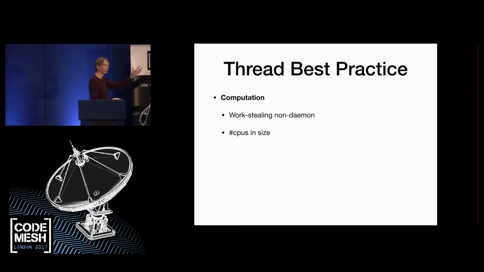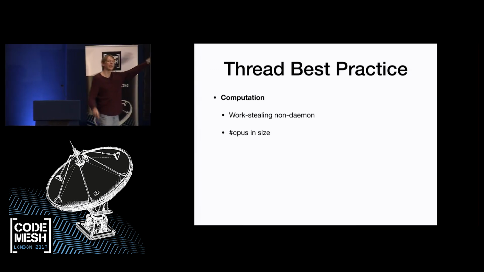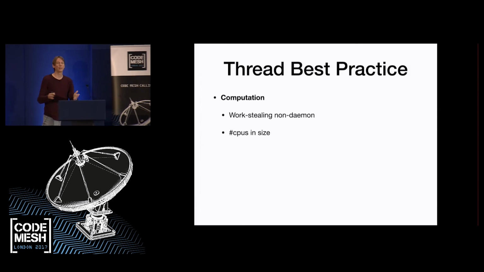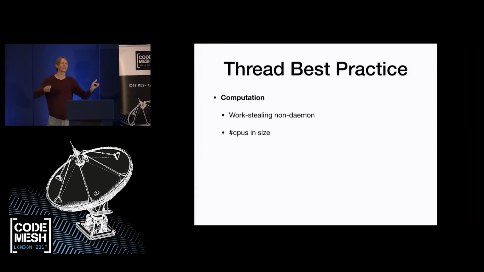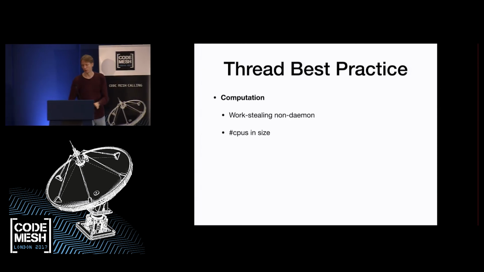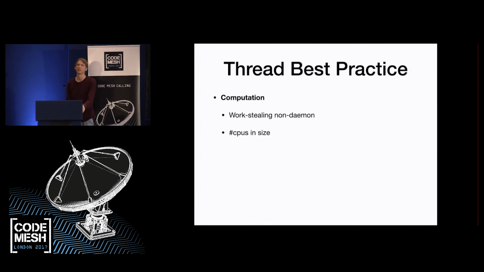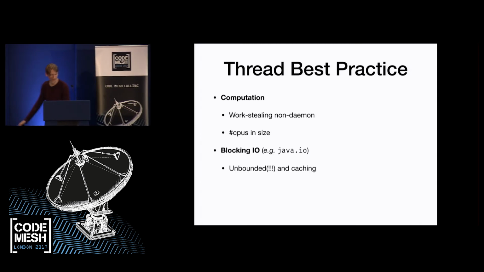The computation pool is going to be a work-stealing pool. You pre-allocate it. It's num CPUs in size, right? Because you're just doing computation on this. You're literally CPU-bound. Allocate it to the number of cores, unless you're on Travis, in which case, don't trust the number of cores, but that's a digression.